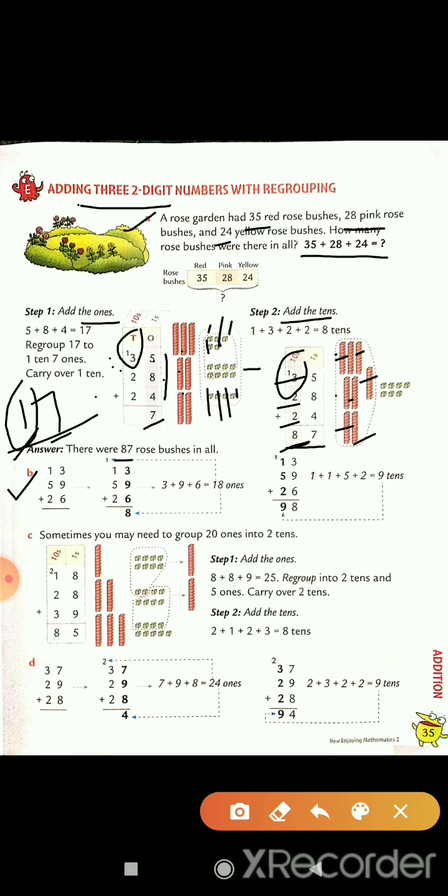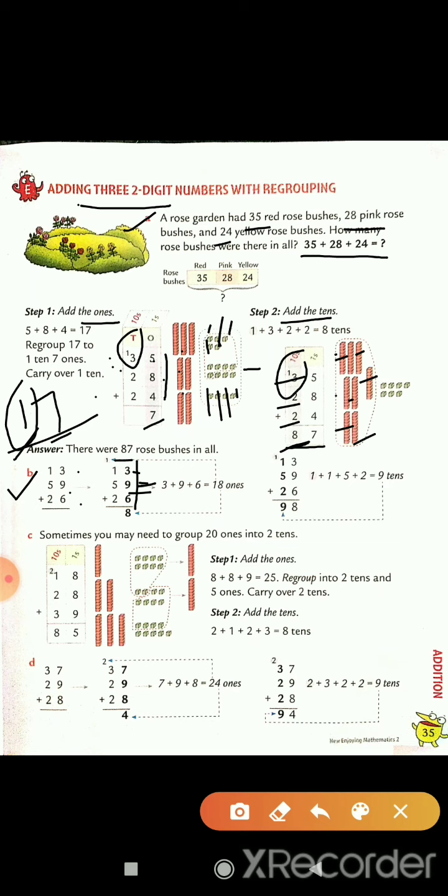B. 13, 59 and 26. We have to add 13, 59 and 26. So first we have to add the ones. At the place of ones, 3, 9 and 6 are there. So you need to count them first. So which is the bigger number here? 9.